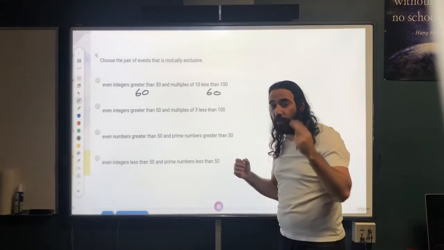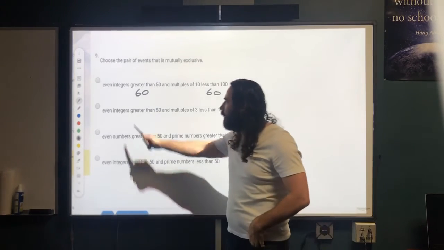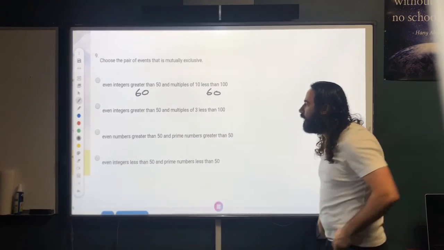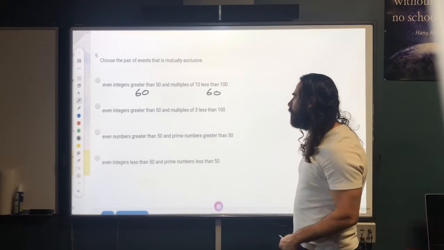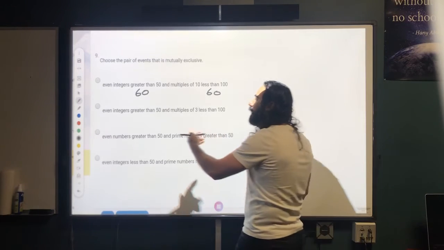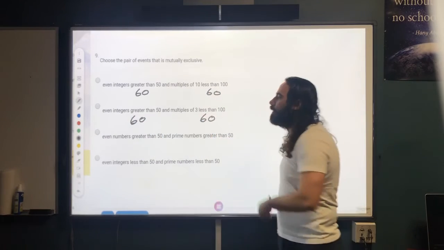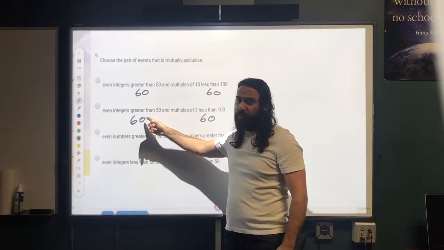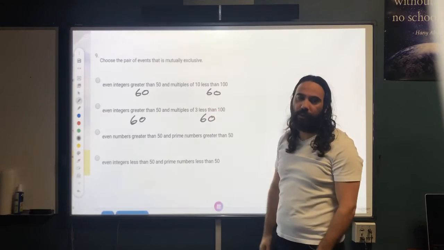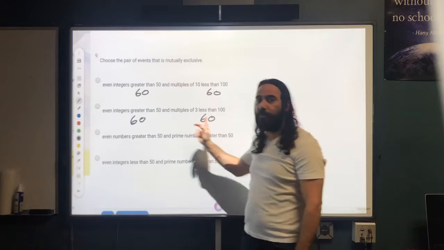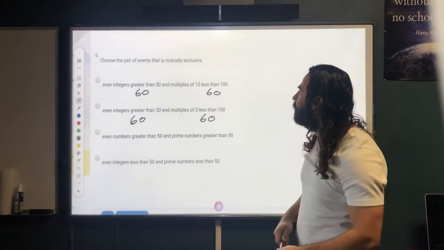So we need two events that have nothing in common. Let's go to the second one. Even integers greater than 50 and multiples of 3 less than 100. Of course, guys, it's the same thing. We have the 60 here and the 60. 60 is greater than 50 and it's even. And also 60 is a multiple of 3 that is less than 100. So also there's a number in common, which means they're not mutually exclusive.